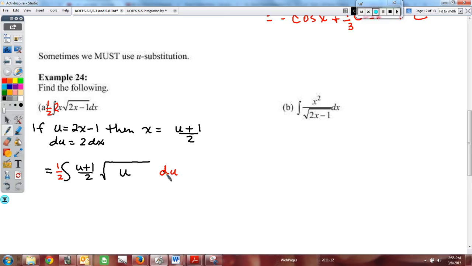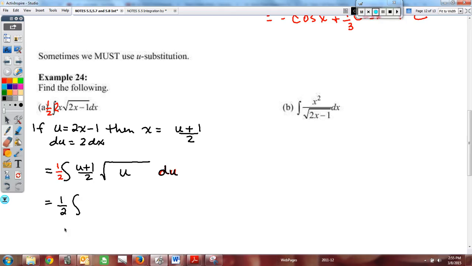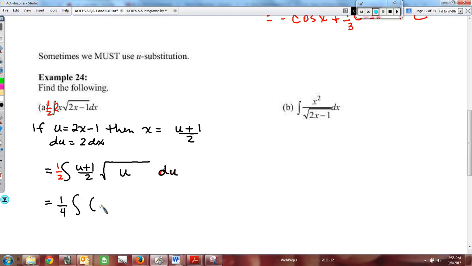Now, I've changed everything, and you might be like, well, what good did that do me? I still have something that I don't really know how to integrate. What that did for me, though, is take a look at what we have. I'm going to pull this 2 out and just pull the constant out, make it a little easier. This is 1/4. And then I have u plus 1 times u to the 1/2 du.